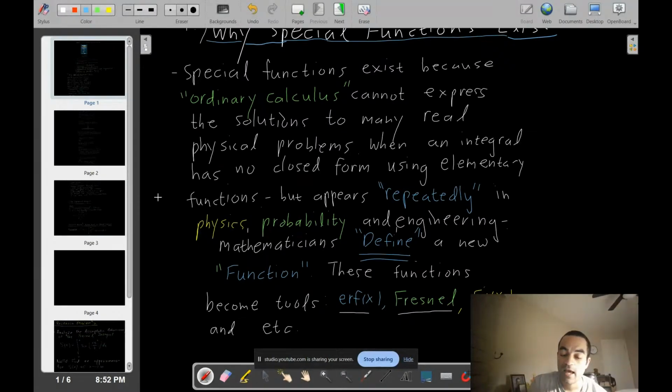Continuing on, we're going to be looking at the special functions: the error function, as I mentioned, Fresnel, and the exponential integral.